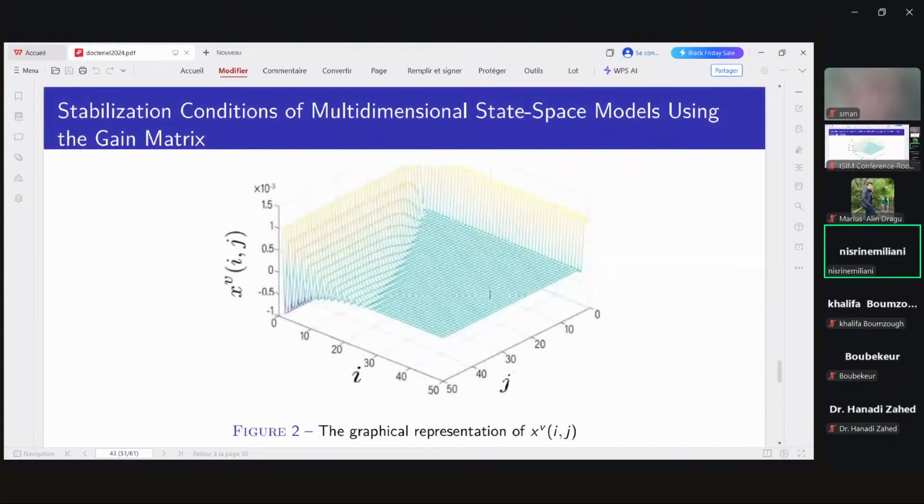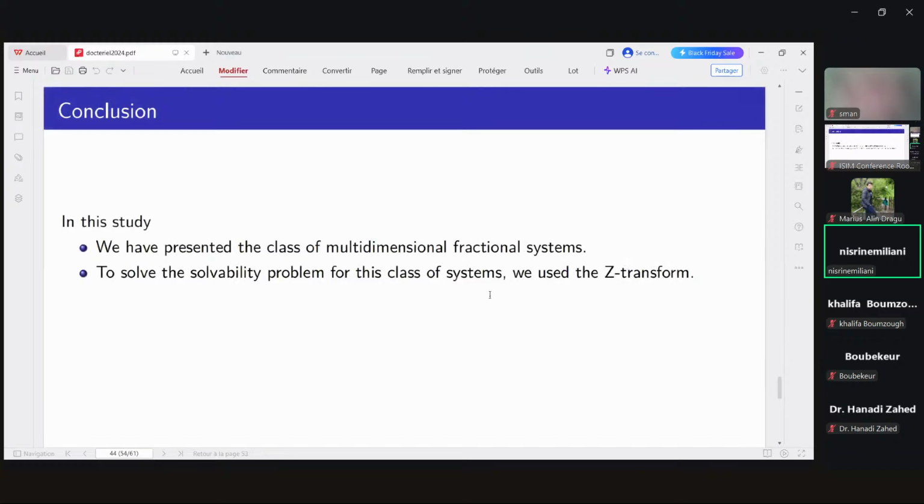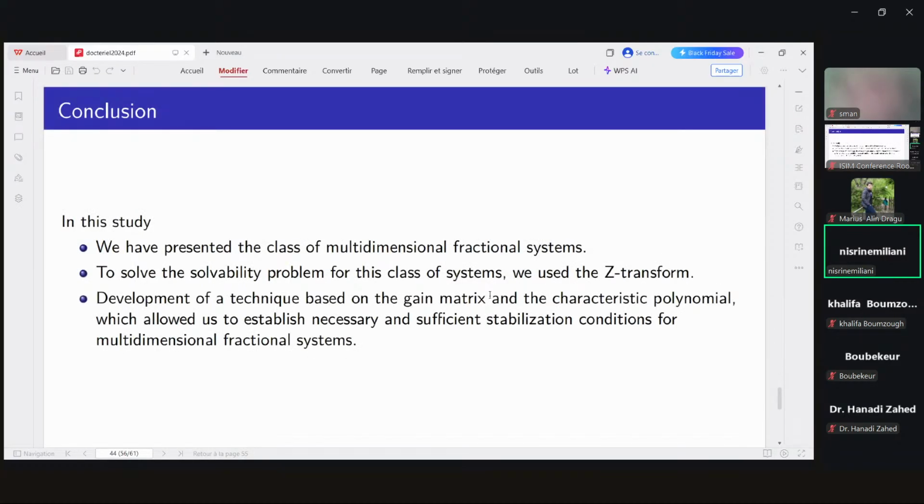Now, finally, we conclude. In this study, we have presented the class of multidimensional fractional systems. To solve the solvability problem for this class of systems, we use the Z transform and the development of a technique based on the gain matrix and the characteristic polynomial, which allowed us to establish necessary and sufficient stabilization conditions for multidimensional fractional systems.